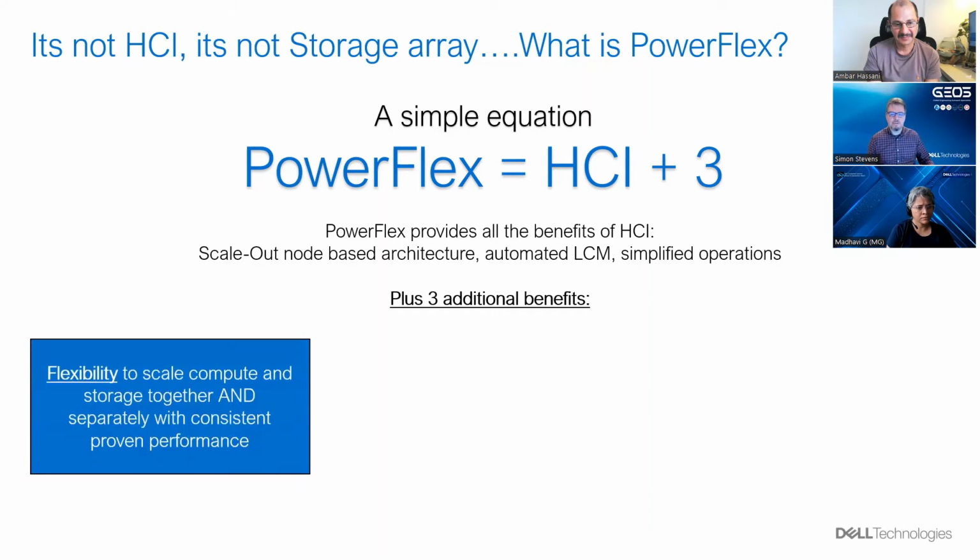And the first one with PowerFlex was that from the word go, it had an architecture that was created to enable the scaling of compute and storage independently of each other, which really was key, especially in the early days of hyperconverged infrastructure, where typically if customers deployed HCI platforms, they had to scale up storage and compute together, which led to unused resources, especially if you had compute-intensive environments.